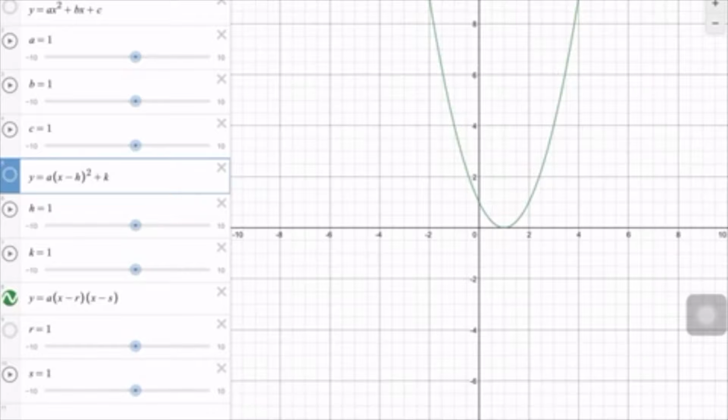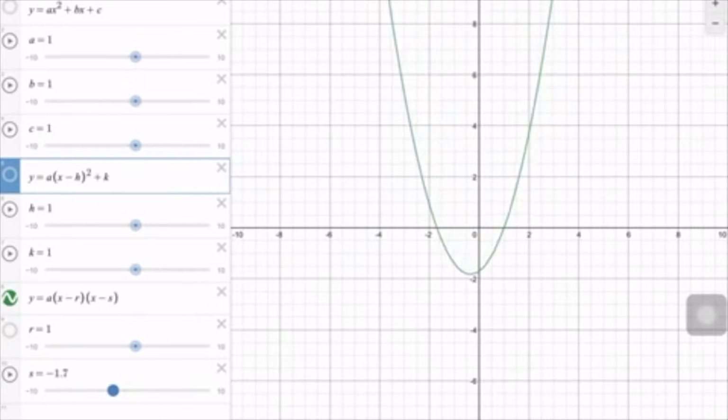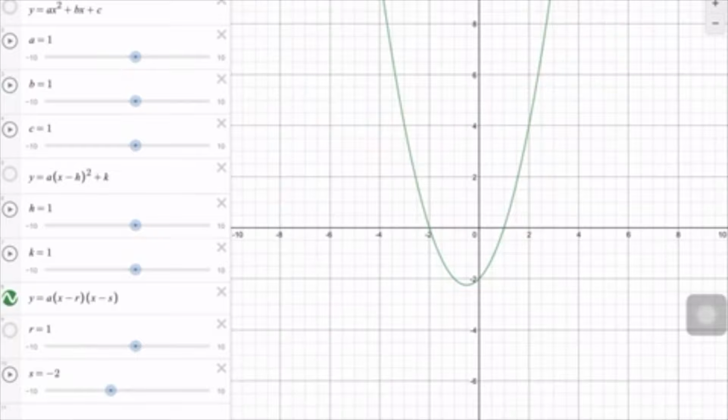And then let's go to our factor form. Again, a is still 1. We use the a all the way through. If you notice here, r and s are both the same value. They're 1. I'm actually going to change them. I want them to be two different values because I want to show you. There we go. That's great. What's great about factored form is they tell you the x-intercepts very nicely. So notice r is 1. 1 is one of the x-intercepts. And s is negative 2. One of the x-intercepts is negative 2. So they very quickly tell you what the x-intercepts are.